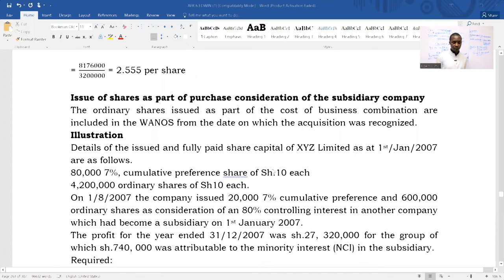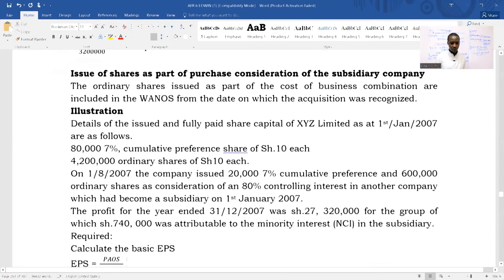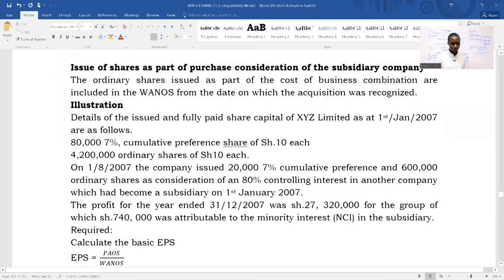The profit for the year ended 1st December 2007 was 27,320,000 for the group, of which 740,000 was attributable to the minority interest in the subsidiary company. Required: calculate basic EPS. So let's look at that illustration.